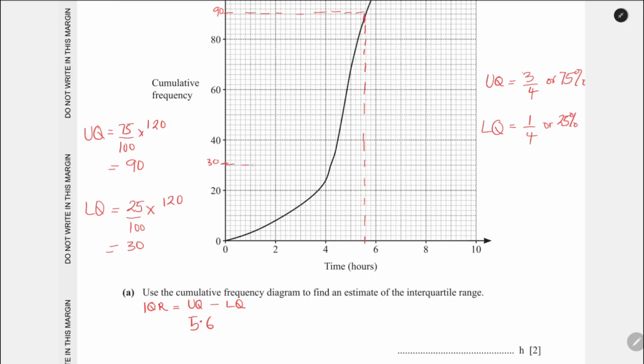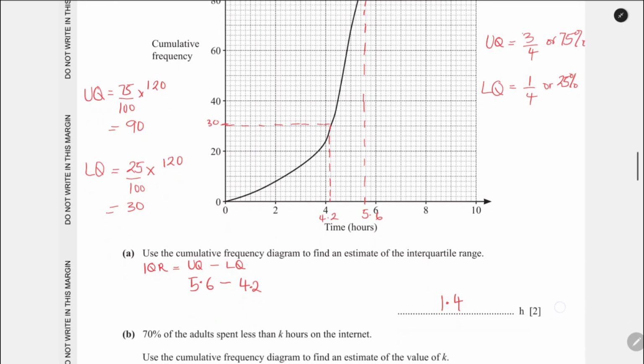Okay, 30, we trace it to the curve, and we bring it down to the x-axis. On the x-axis, our 30 from the cumulative frequency will give us 4.2. So our lower quartile is 4.2, whereas our upper quartile was 5.6. Therefore, the interquartile range is 1.4. 5.6 minus 4.2 is 1.4. All right. Now the next question.